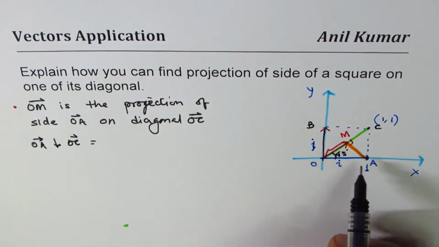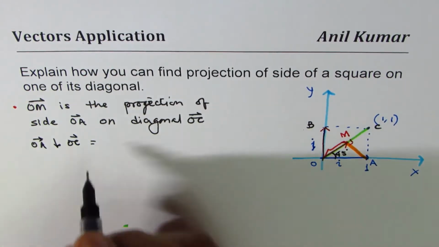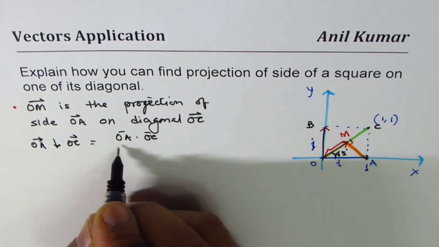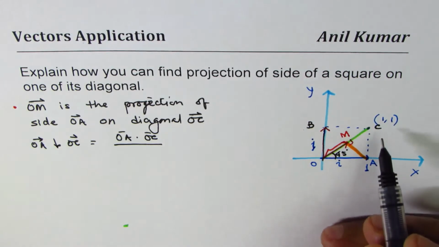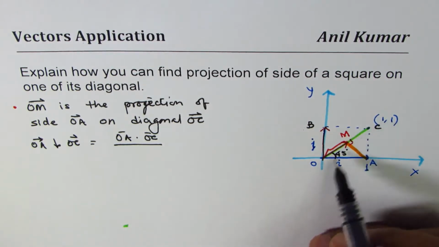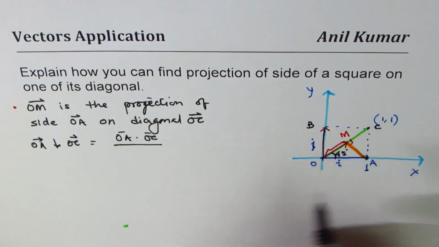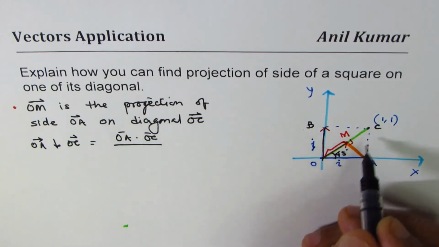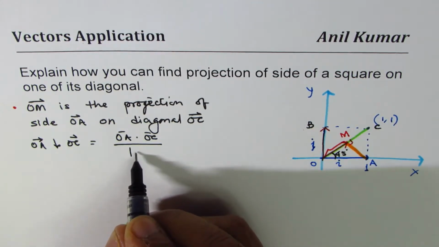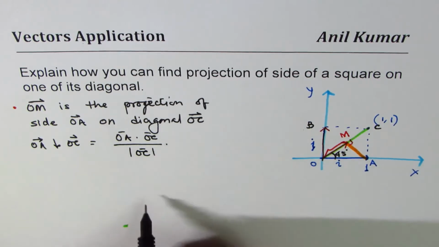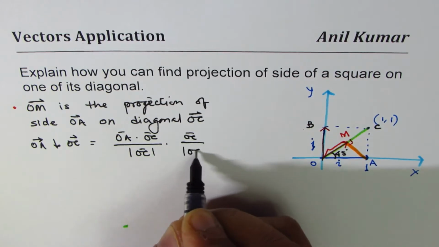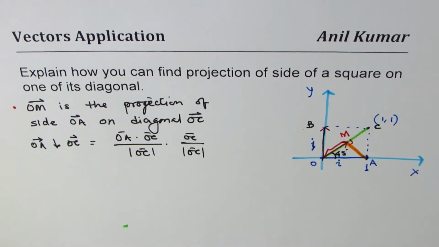is equal to dot product of OA, we can say OA dot OC, divided by the magnitude of OC, the magnitude of OC square. Or you could also write this as magnitude of OC times the vector OC over magnitude, that is a unit vector in this direction, right? So that's the formula which you can use, correct?